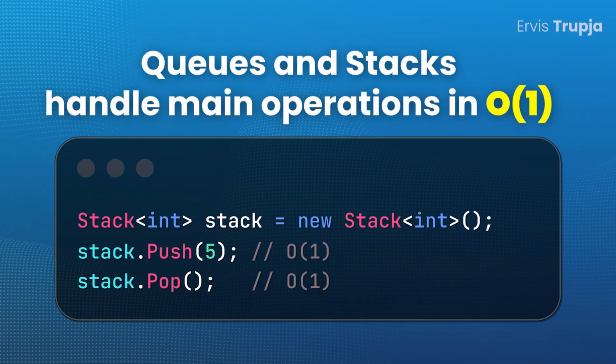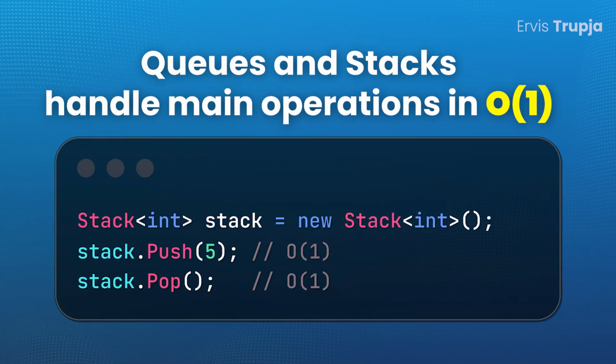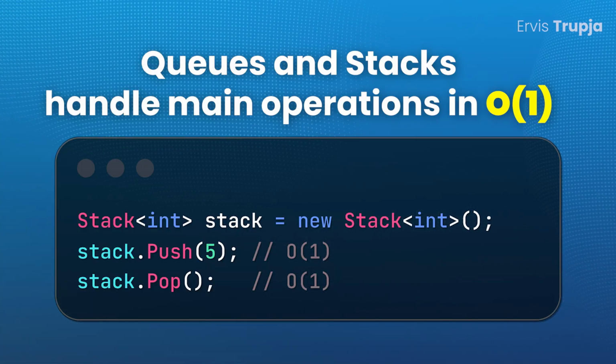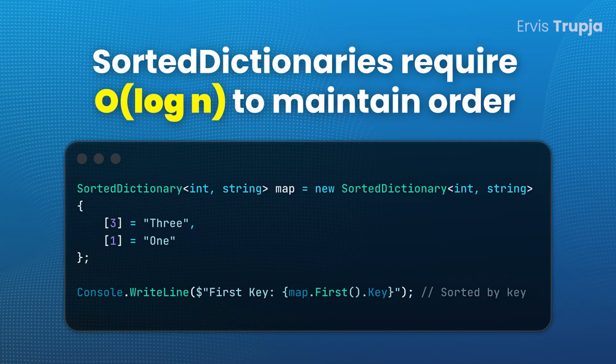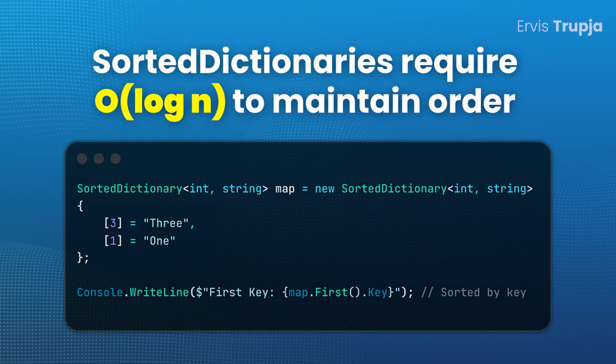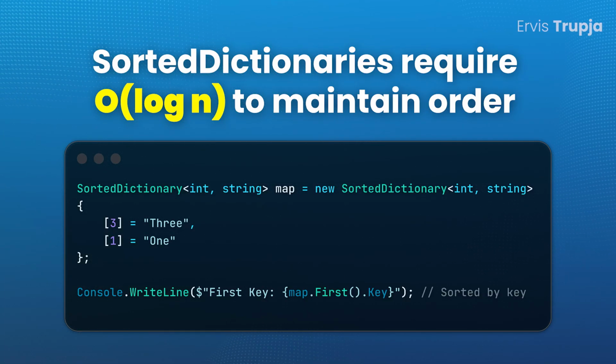Queue and stack have O(1) for their main operations of enqueue, dequeue, push, and pop. Sorted dictionary performs operations in O(log n) time because it maintains the sorted order.